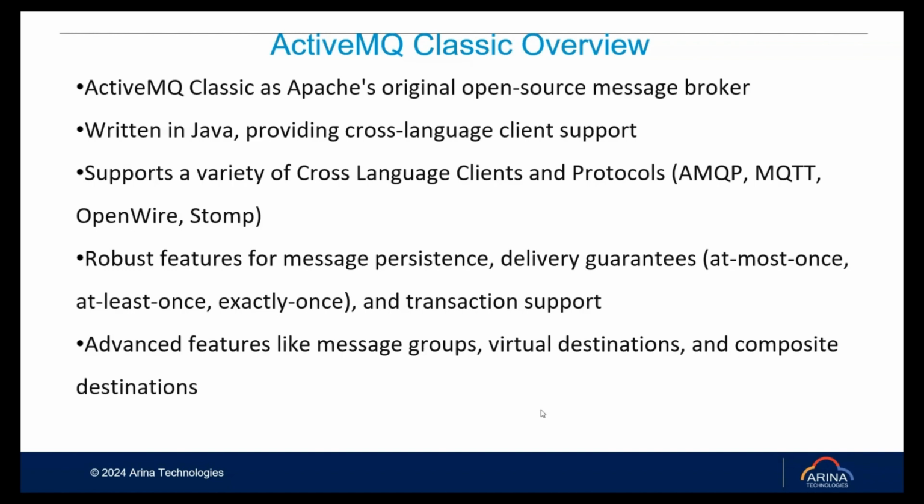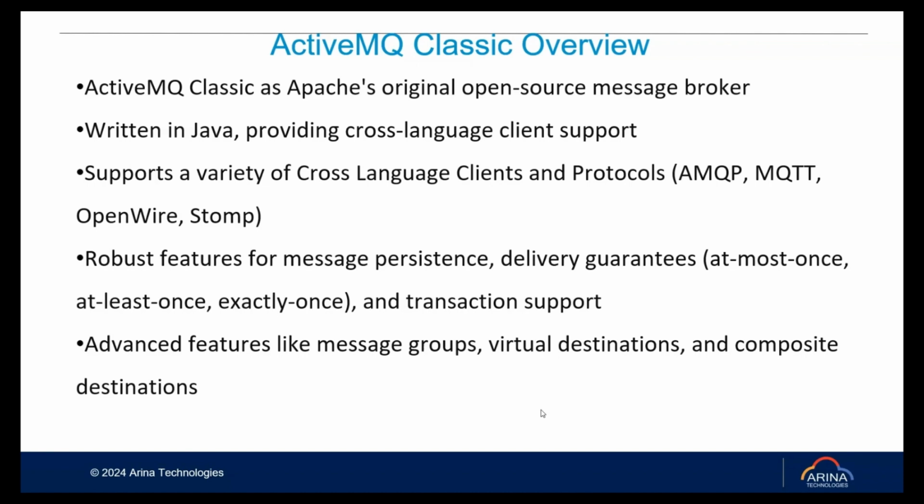There are robust features, as I mentioned. There is message persistence. It has KahaDB as the persistence model. There is a delivery guarantee of at most once, at least once, or exactly once as well. Also, it provides transaction support. There are certain advanced features such as message groups, virtual destinations, and composite destinations. There are features for high availability, clustering, and persistence to ensure reliable message delivery.